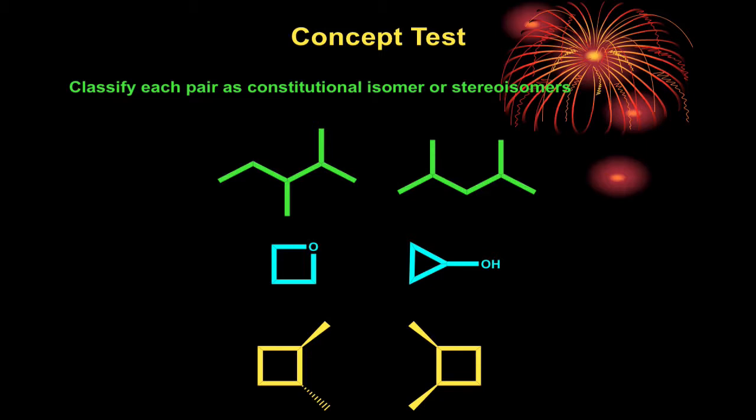How about the blue pair? Those also are constitutional isomers. That one's pretty obvious when you just look at it, right? What's the thing that stands out that's different about them? The functional groups. The one on the left is an ether. Yep. And the one on the right is an alcohol. We have an ether and an alcohol. Very different functional groups. Not identical at all. They must be constitutional isomers of one another. Okay? How about the yellow pair?